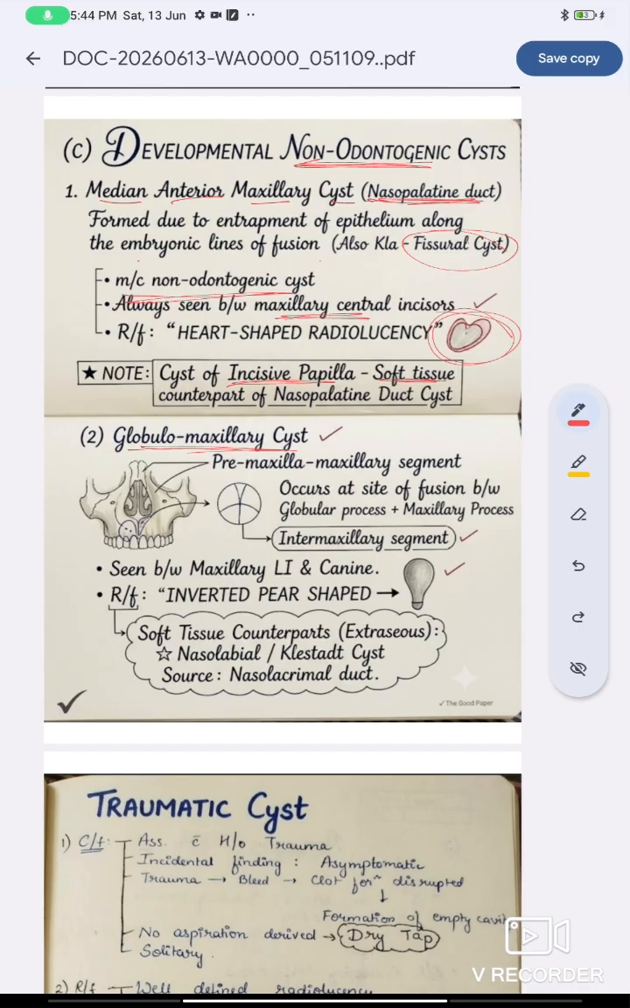Moving further, globulomaxillary cyst. It is formed in the region of the globular process, at the site of fusion of the globular process and the maxillary process. So what is the globular process? It forms somewhere here between the lateral incisor and the canine. That is the region where premaxilla and maxilla unite with each other. So this is the palate, this is premaxilla, this is maxilla, this is the region where globulomaxillary cyst is formed.